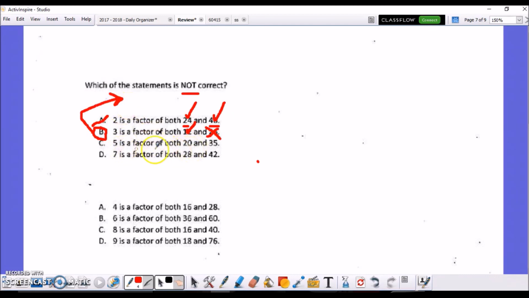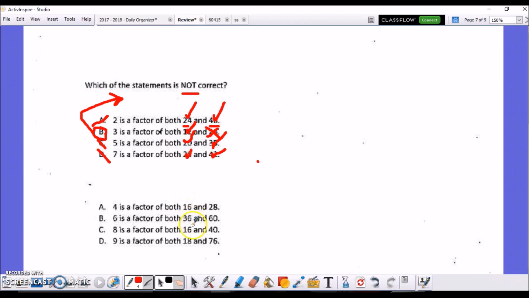I'm still going to test them all. Yes, 20 is divisible by 5. 35 is divisible by 5. 7 is a factor of 28 because when I divide 28 by 7, I get an exact whole number. And 7 is a factor of 42 because when I divide 42 by 7, it's an exact whole number.